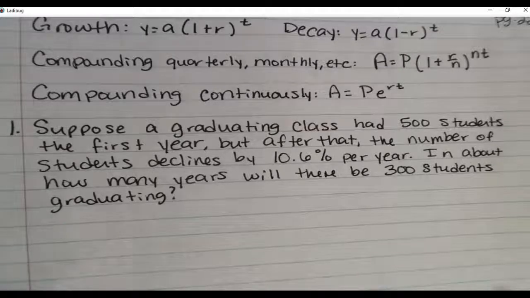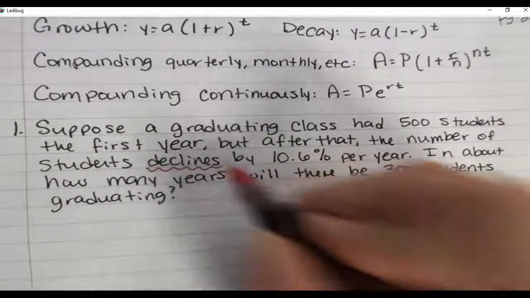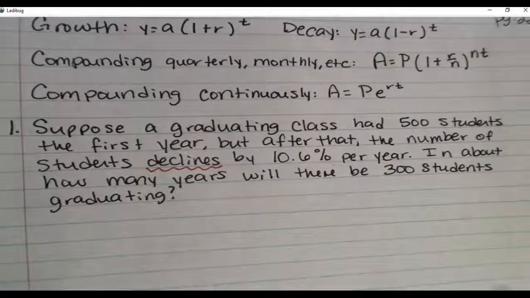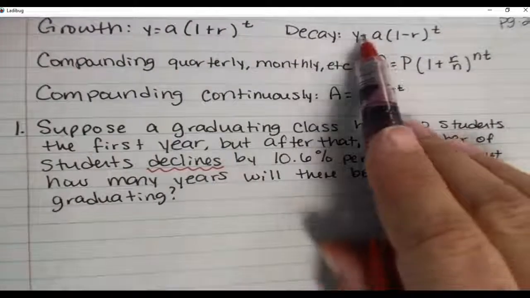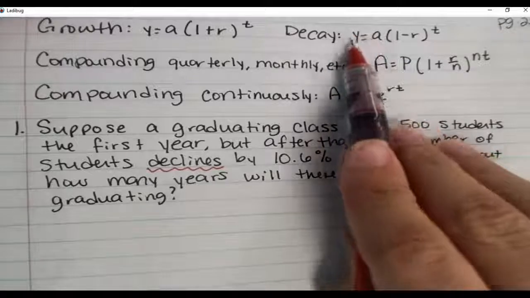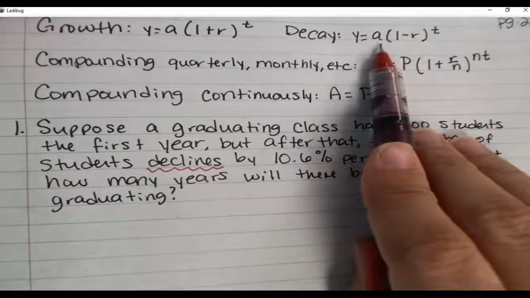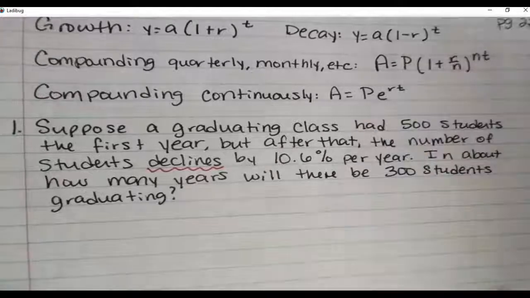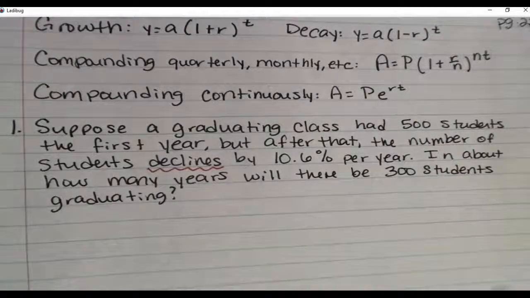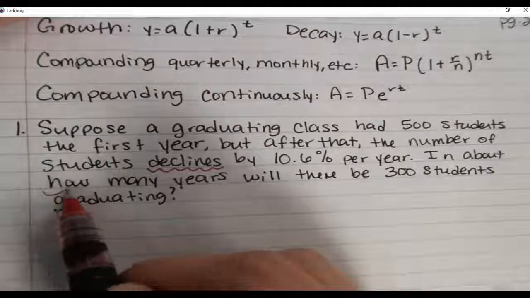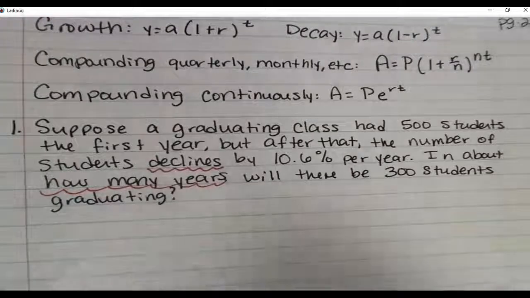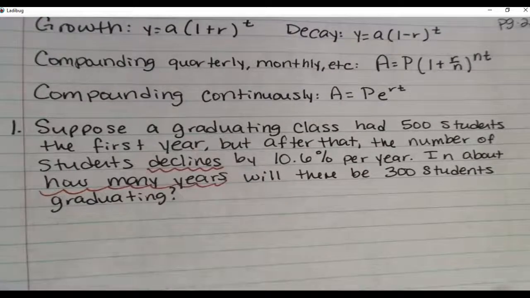So which formula do we want to use? Decay. How do we know it's decay? So right here it tells us it declines. So it is decaying. So if I look at this, y is how many students we're going to have at the end. A is how many students we started with, and then our rate and our time. What are we trying to find? Which variable are we looking for? Time. Good. Because it says how many years. So we don't know t. That's what we're going to be solving for.